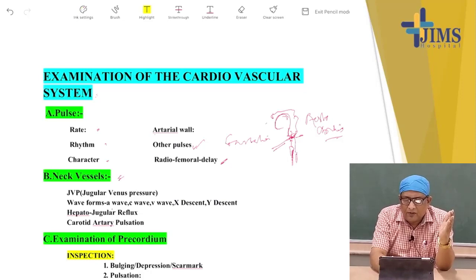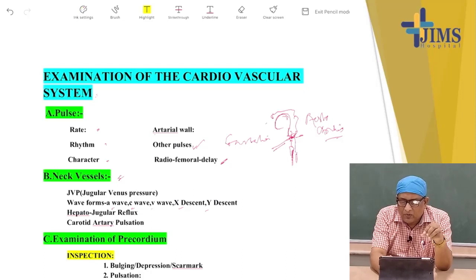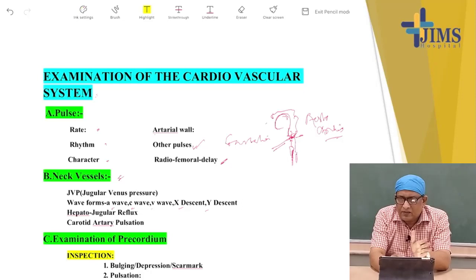The venous pulsation may show A wave, C wave, V wave positive, and there may be X and Y descent. This is how to differentiate between the venous pulse and the arterial pulse. Arterial pulse is jerky, venous pulse is wavy. Arterial pulse is one stroke outward, venous pulse is two stroke, like this sinus. If you compress the neck, there will be diminution in the venous pulse, while the arterial pulse will remain. So we have to differentiate that this is arterial, this is venous pulse.